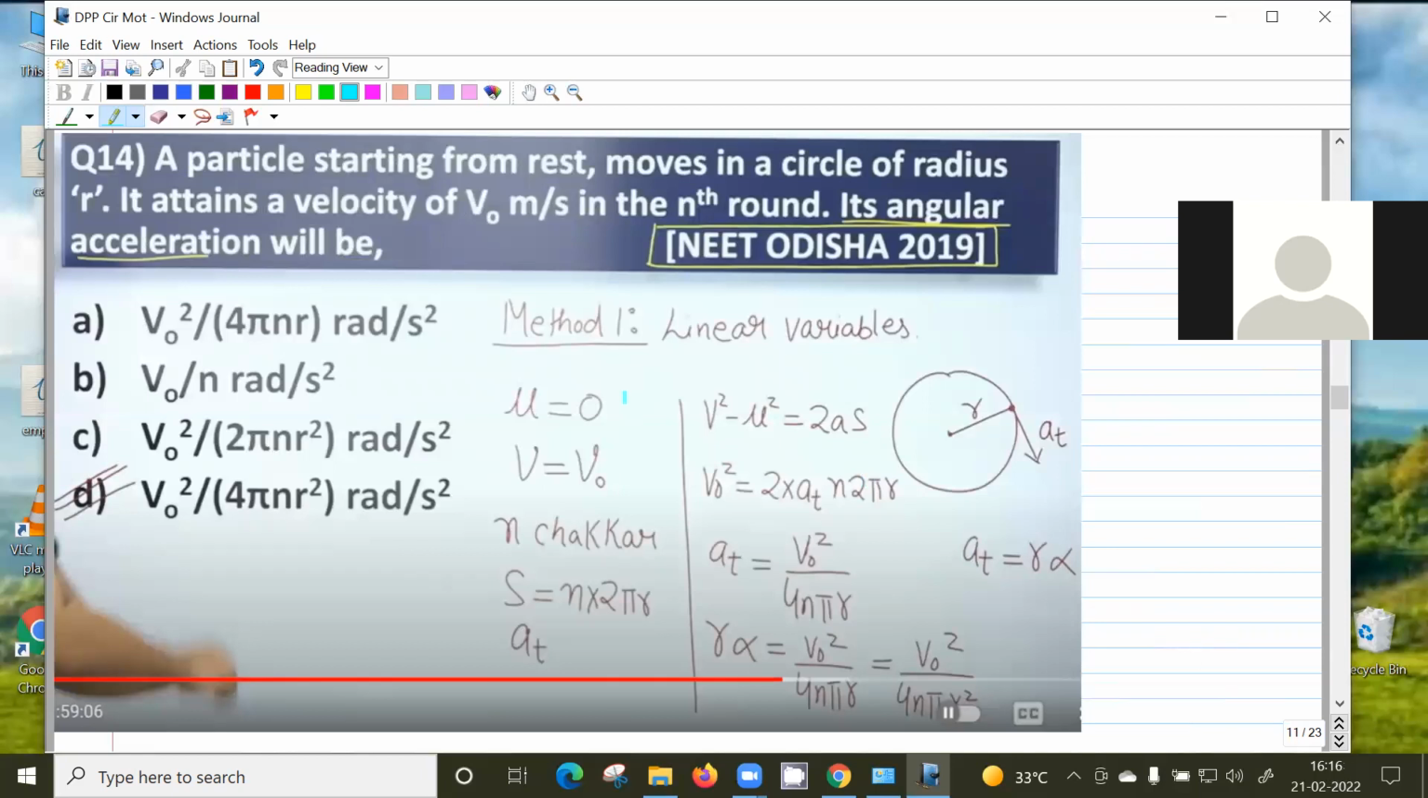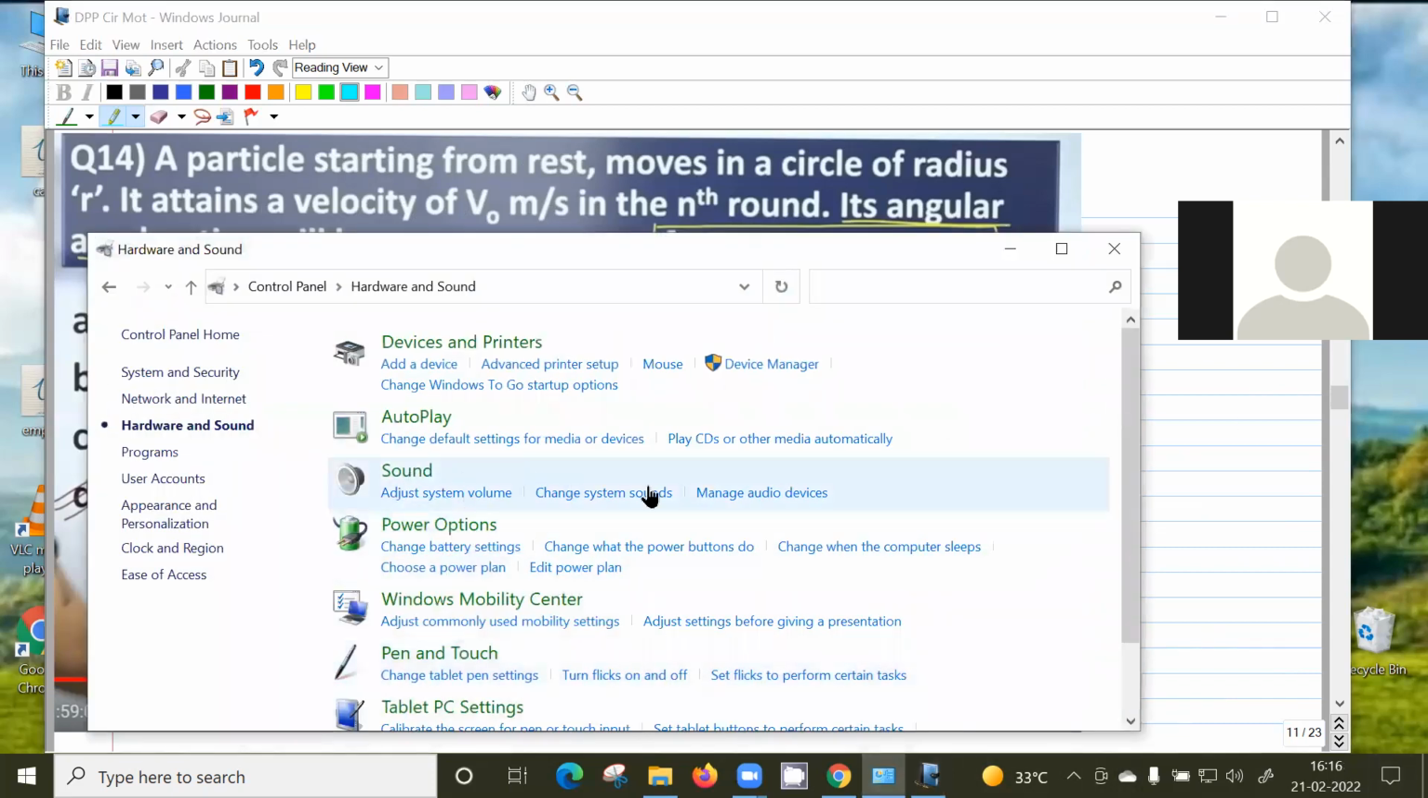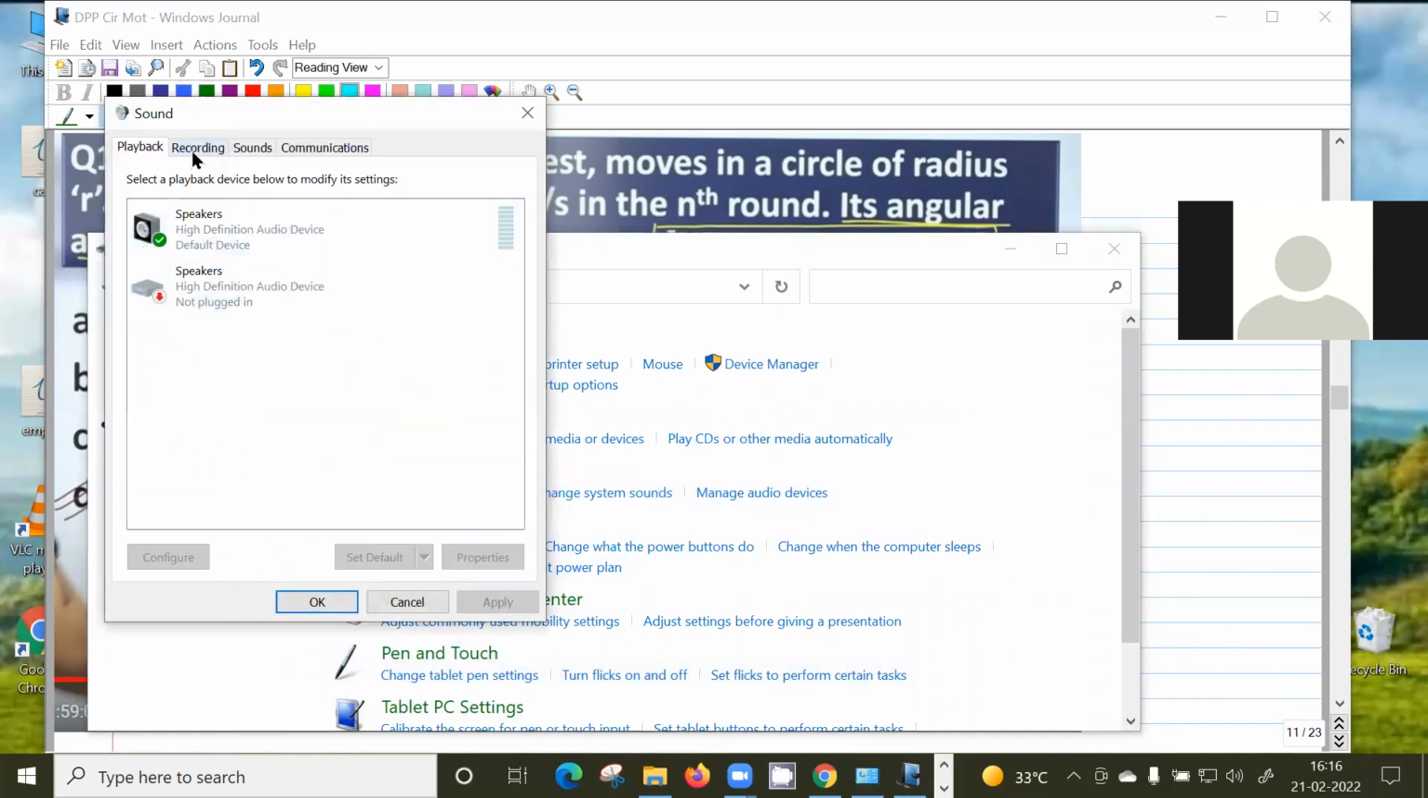So again, v squared equals u squared plus 2as, which you can use because u is known, v is known, and s is also known because he has given n rounds. So you can find the acceleration, I can say tangential acceleration. It's the same as the previous question. The answer is v naught squared by 4 pi n r squared. Fourth option, sir. Option D.